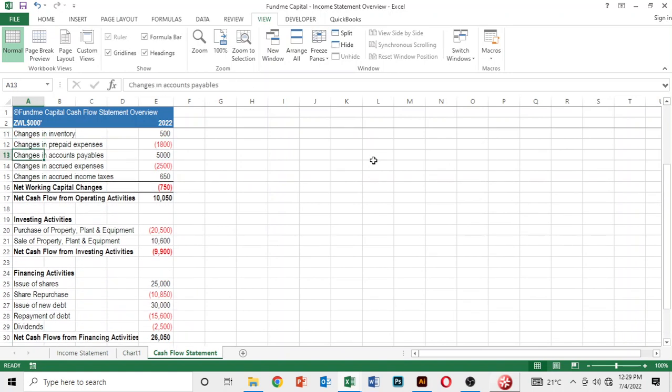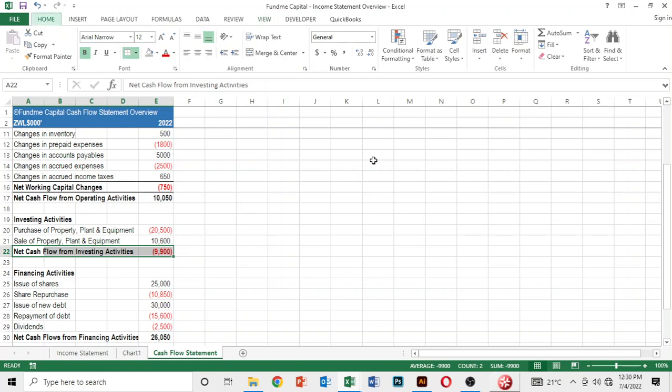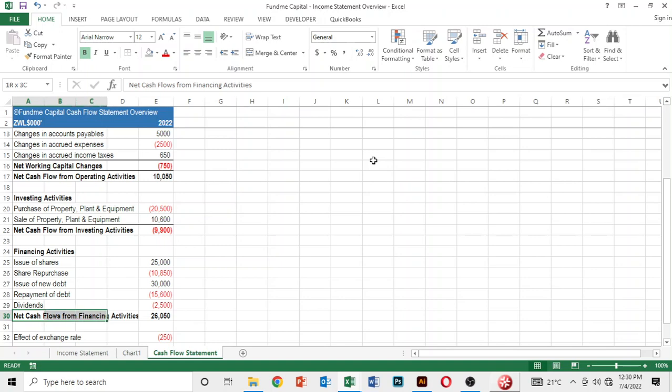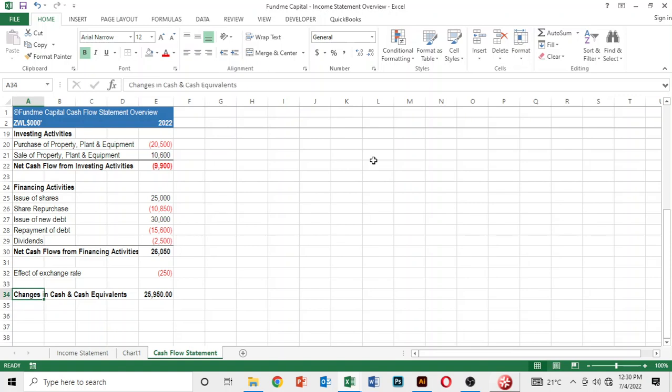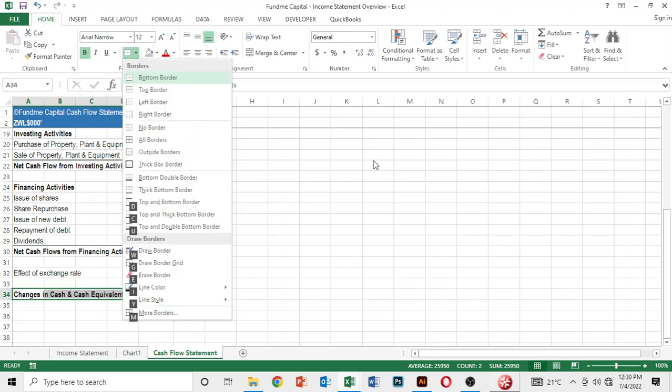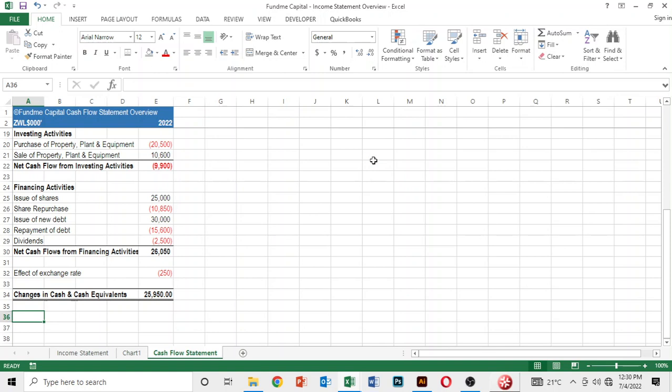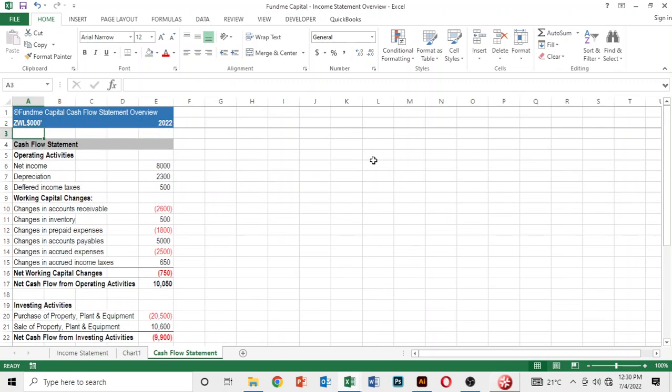Okay, and let us also put a top border here, so we can say Alt HBP, and we can come down here and do the same, Alt HBP. Basically we can do the same here. We can put a double border, so we can say Alt HB and then U there. So that's perfect, right? So this is the cash flow statement in summary.